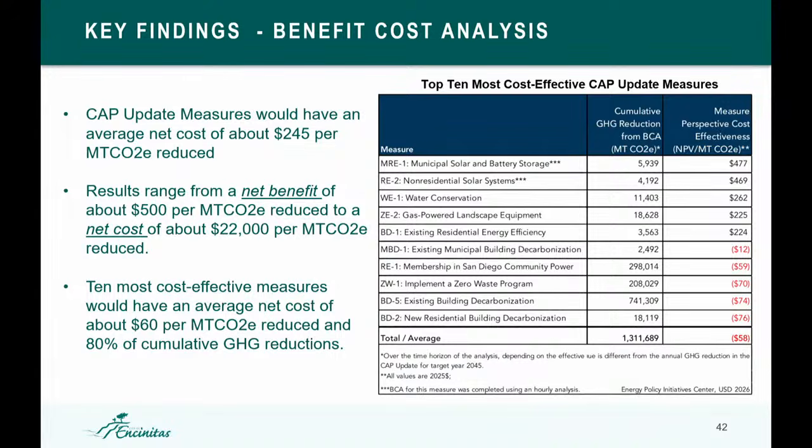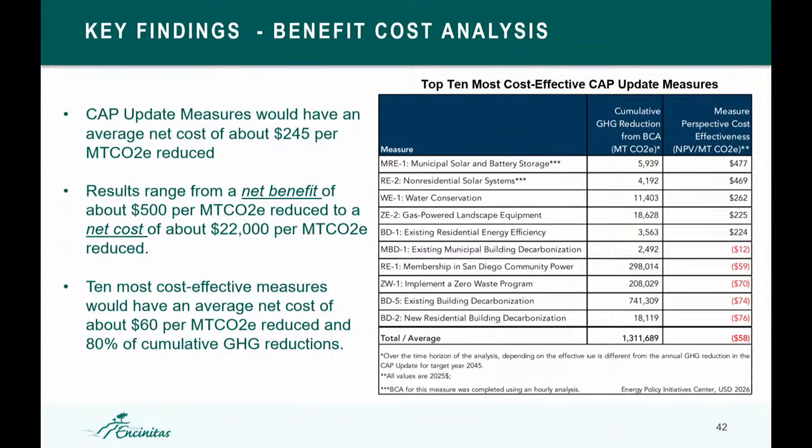So based on the analysis, there were several key findings of the benefit cost analysis. First, overall, CAP update measures would have an average net cost of about $245 per metric ton reduced. There was a range of results, from a net benefit of about $500 per metric ton reduced to a net cost of $22,000 per metric ton reduced.